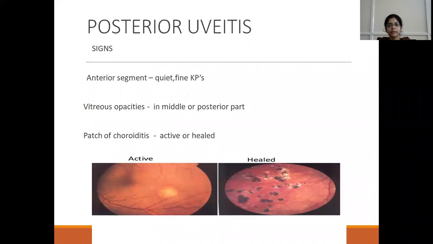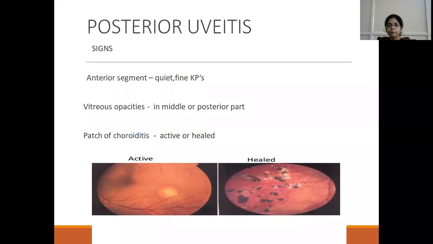So now this posterior uveitis, again, as I've said, the signs: suppose there is a mild spillover anterior uveitis, the anterior segment is usually quiet and the eye is white, but there can be very fine keratic precipitates on the back of the cornea. Now, vitreous opacities are usually present in the middle or the posterior part. Again, this is in contrast to intermediate uveitis, where the vitreous cells or opacities are mostly seen in the anterior half of the vitreous. Here, the vitreous opacities are most commonly seen in the middle or the posterior part.